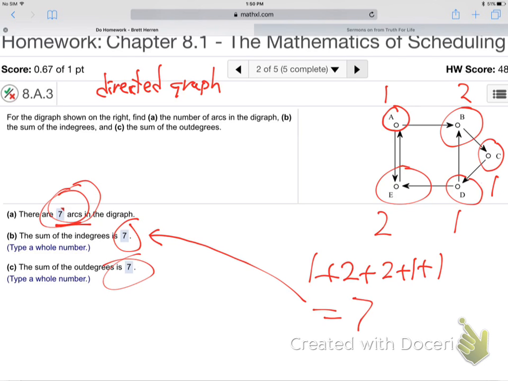Is that all good? So in a little bit, those will become jobs and people that need to do jobs leading to other jobs, and it'll represent real life things. All right, I'll move on.